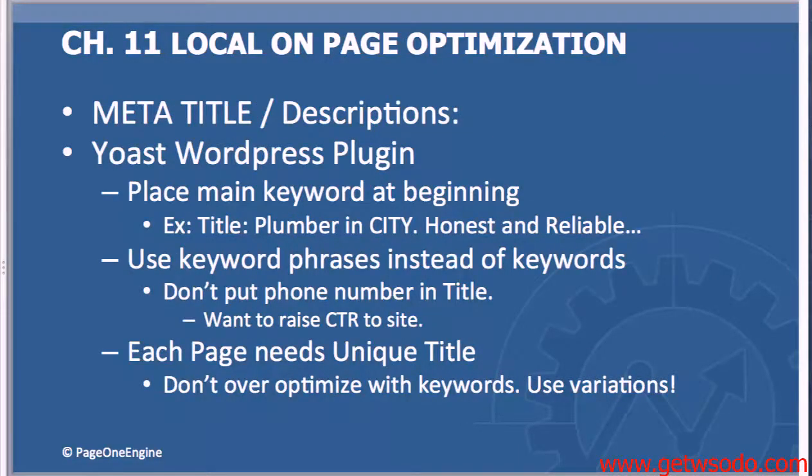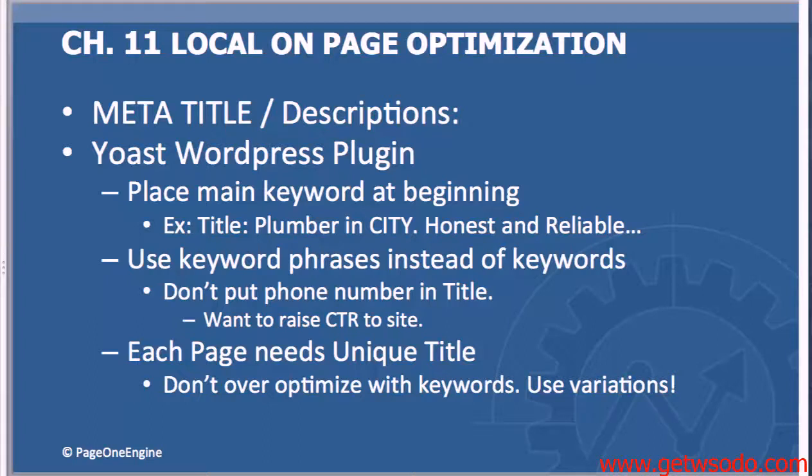Okay, so on to the meta title tagging. Now the plugin I use is by Yoast, and I'll get into that in a second. But first, let me explain what the meta title is. Basically, what you want to do is place your main keyword at the beginning of the title. So for example, if you're a plumber, start it off with plumber in city, period, honest and reliable plumbing service, something like that. Now, you want to use keyword phrases instead of keywords.